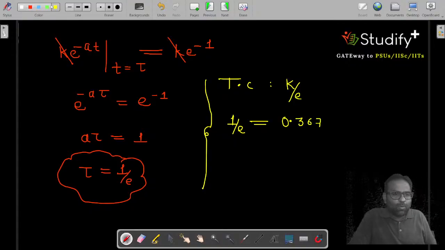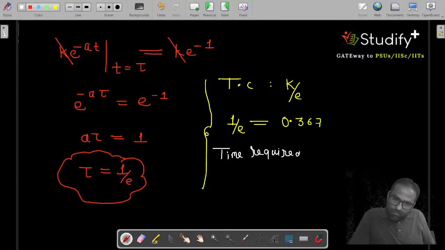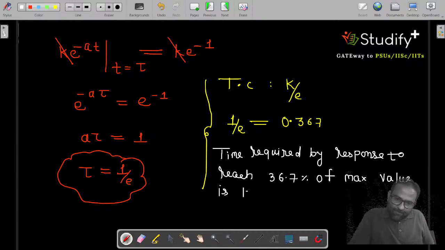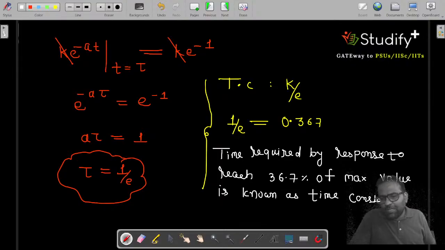So one more definition is time required by response to reach 36.7% of maximum value is known as time constant. And we will define the time constant for RL and RC circuits both.